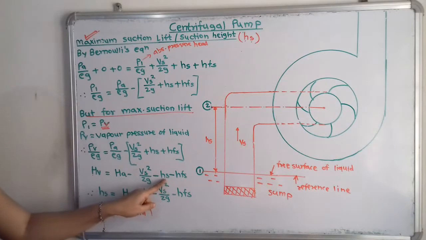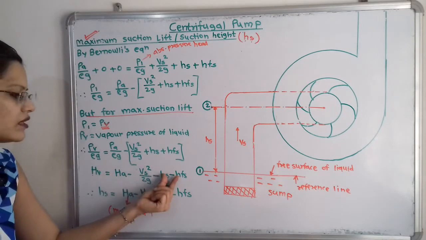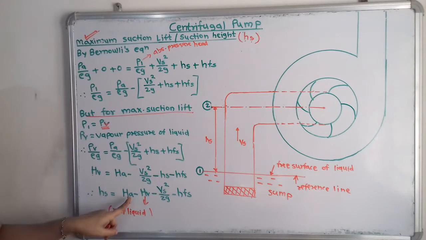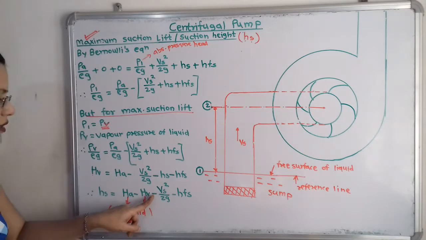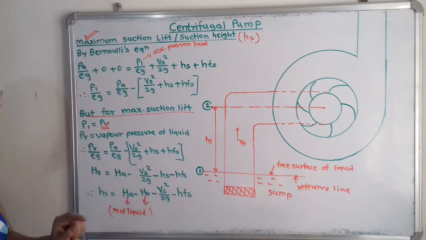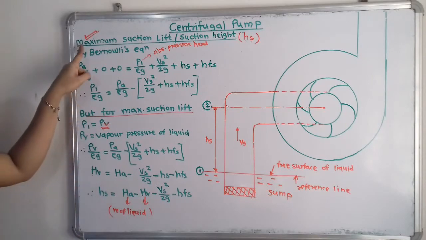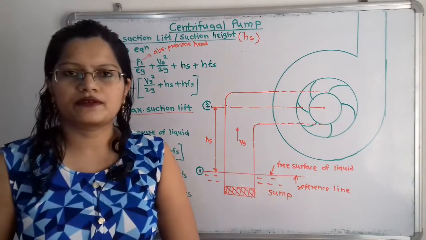So how to calculate this HS? I will take HS to the left hand side because it has a negative sign, and HV to the right hand side. So HS is equal to HA minus HV minus VA square by 2g minus HFS. This is the formula to calculate the maximum suction lift.